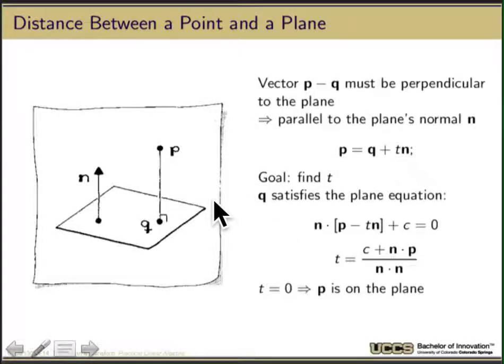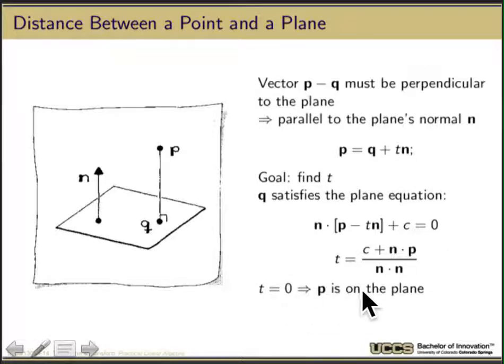Well, to get the distance, first we recognize that, of course, P and Q must be perpendicular, just as they were with the foot of the plane. So it has to be parallel to the plane's normal. Therefore, I can write P is equal to Q plus T times N. Whatever that point Q is, it has to satisfy that property. Now our goal becomes find T, and we can simply make sure it satisfies the plane equation. So we're going to take n dot, what was Q, now P minus T times N, plus C equals 0. That tells us that T is equal to C plus N dot P divided by N dot N.